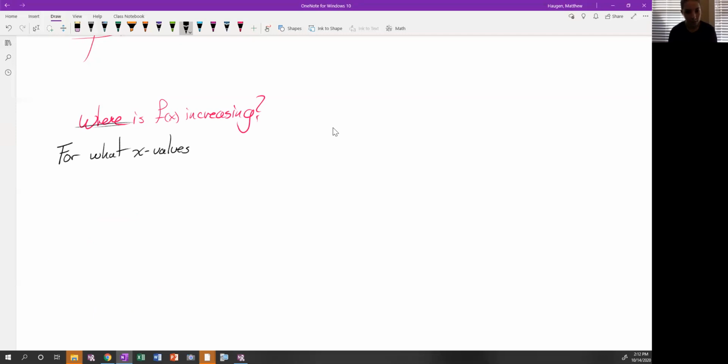It's just x values? Yep. I didn't know that. Oh, that's frustrating. The y values, the function values, so then decreasing would be y and increasing would be x? No, they're both x. They're both x. Okay. Yep. For what x values are the y values increasing as the x's increase?